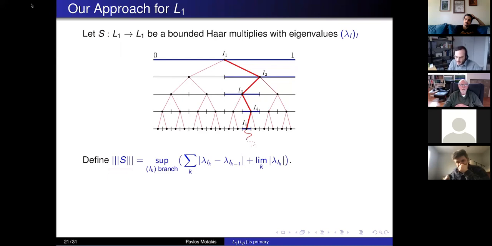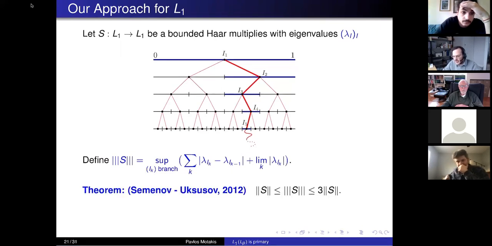It looks at the branch, and then it looks at this quantity. And this is an L1 variation. Maybe you're familiar with L2 variation or one variation. It's a sort of variational norm. And it does this for every branch, and then you look at the supremum. And what was proved remarkably recently is that this formula here, for any Haar multiplier on capital L1, defines a quantity which is equivalent to the operator norm of the Haar multiplier.